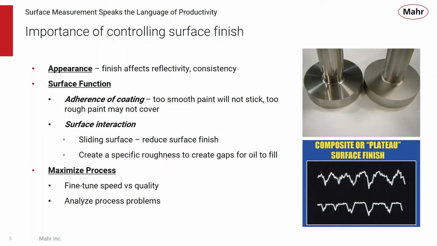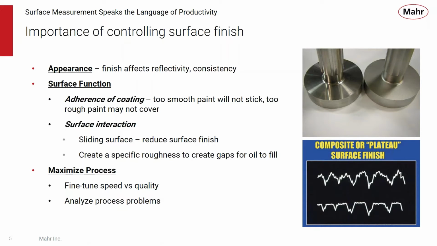Now, why do we control surface? Well, there's a number of different reasons. Appearance is a common one because surface finish affects reflectivity or consistency. So this picture on the right here shows a shiny part and a rather dull part. And those are all characteristics of what surface finish can do to a surface. So people want to control the consistency of how the part looks, so they will monitor the surface finish.